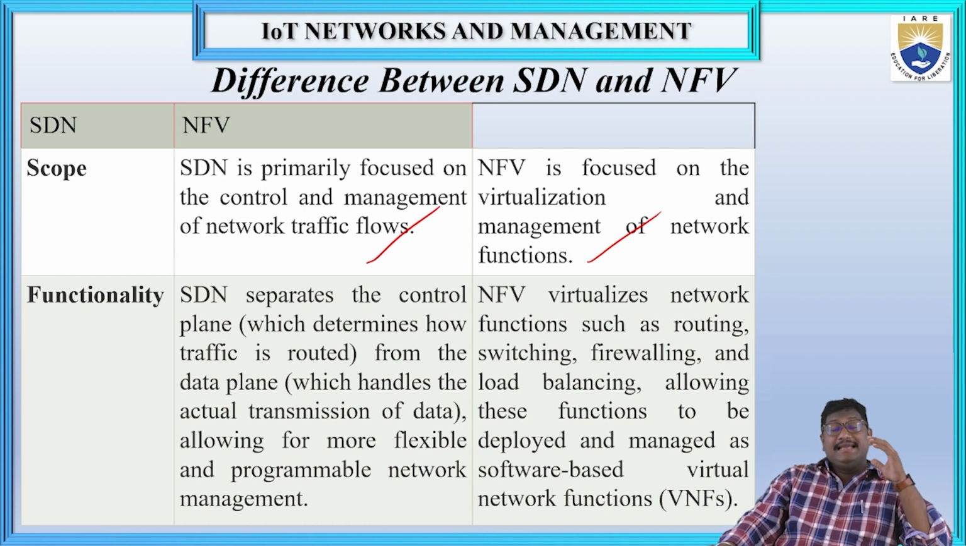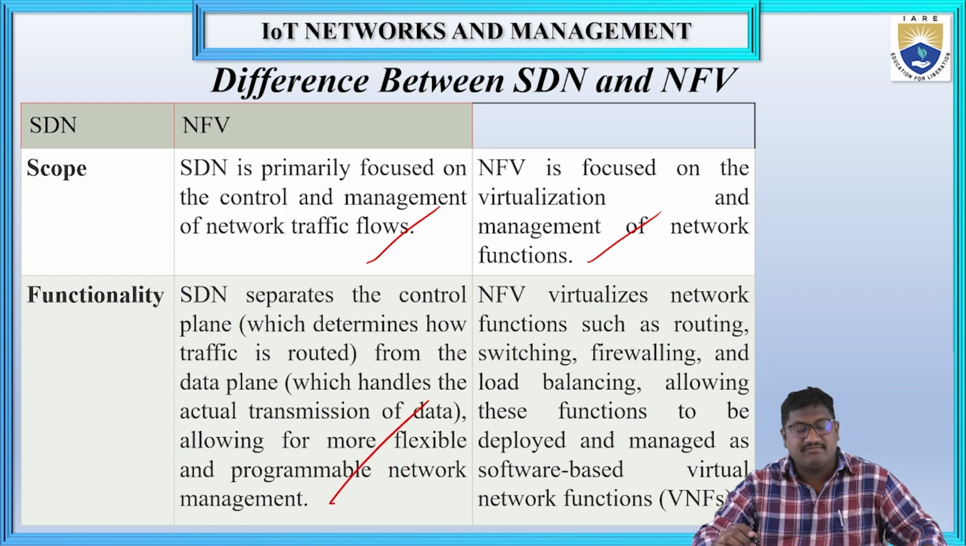Coming to functionality, here in SDN we are maintaining a separate control plane. As I told you, SDN is the architecture which is going to separate the data and control planes. Control planes are nothing but what determine where exactly the traffic is routed, and data planes are there to handle the actual transmission of data. Control plane is where exactly the traffic is routed, whereas data plane handles the actual transmission of that data. By using this scenario, it allows for a more flexible and more programmable network.